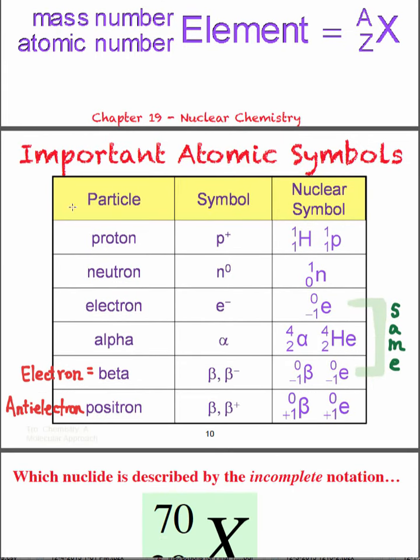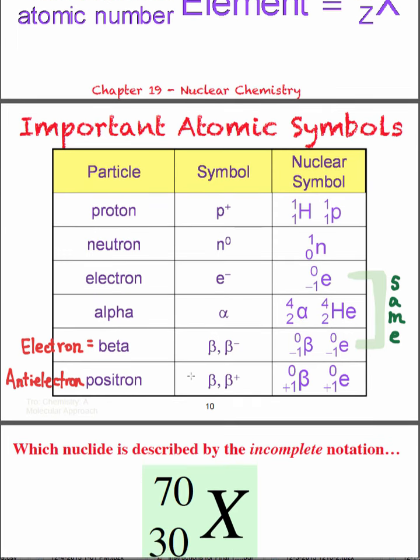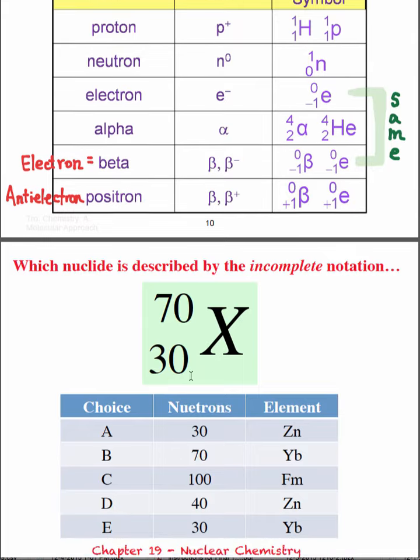I don't know how important this is. It's not very important for our final, but if you knew the beta particle is the electron, the alpha particle is the helium nucleus, and the gamma ray really doesn't have numbers because there's no mass to it.